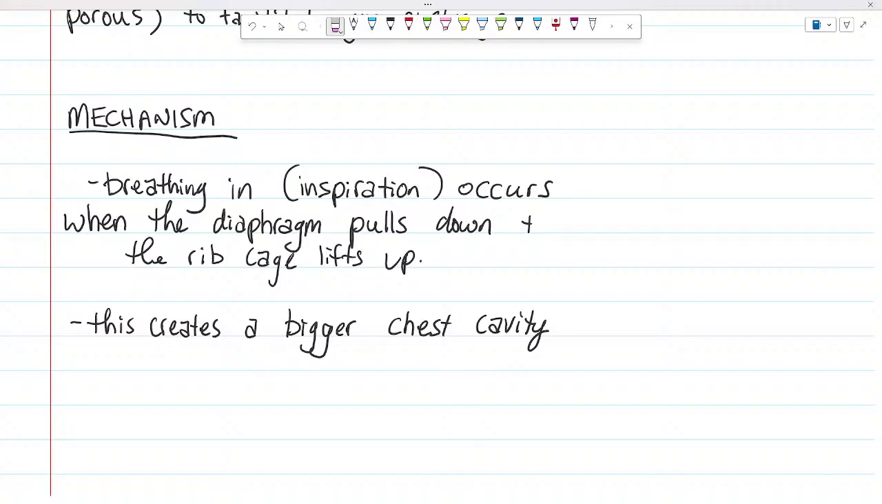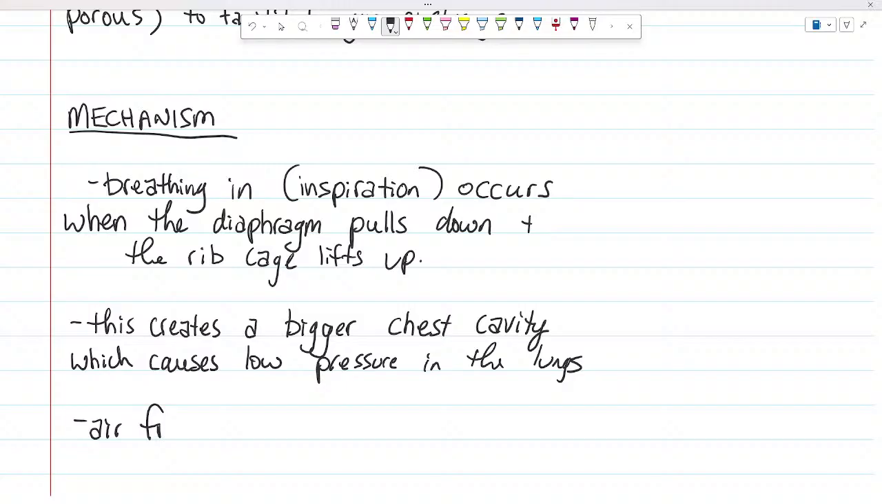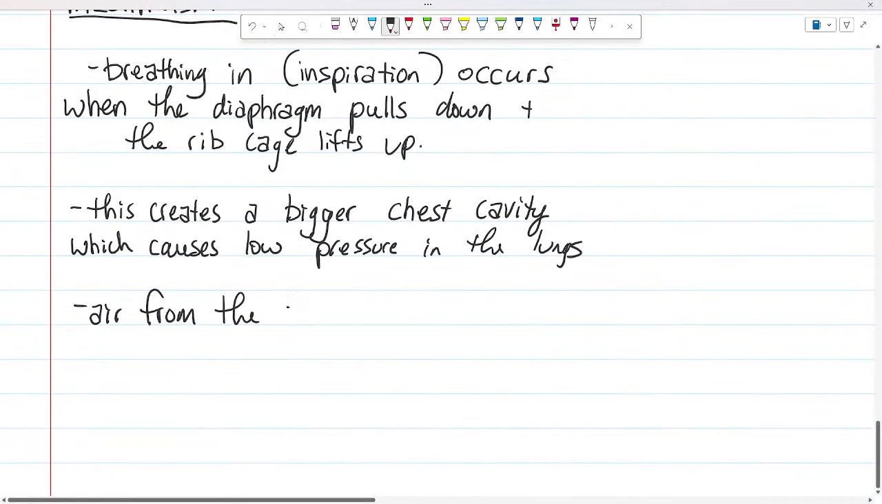Okay, I'm focused. This creates a bigger chest cavity, which causes low pressure in the lungs. Air from the atmosphere rushes in to equalize pressure.